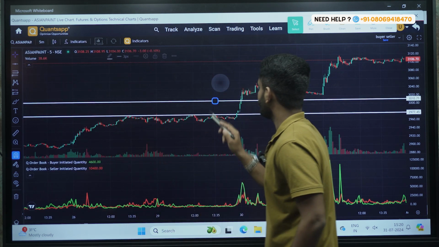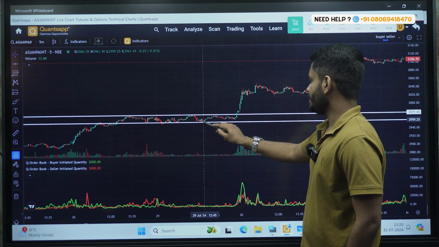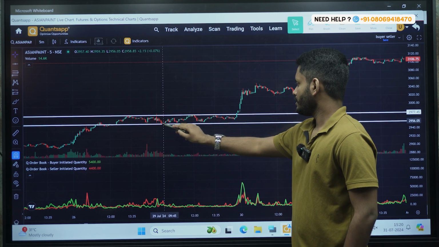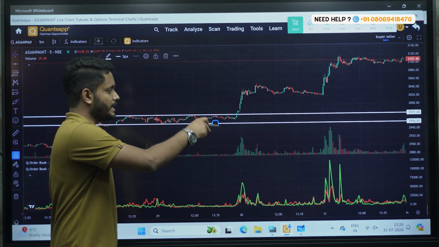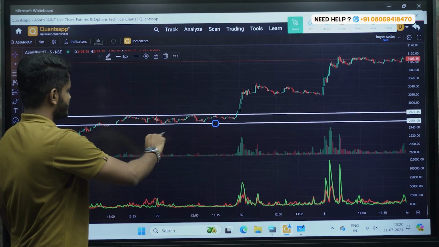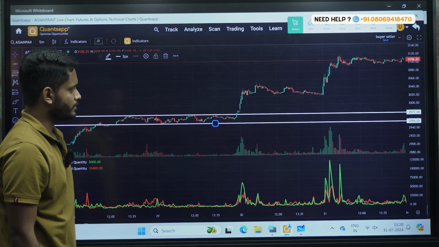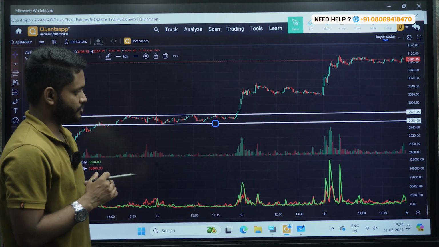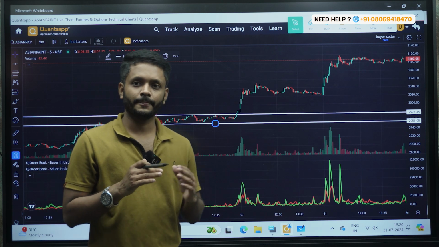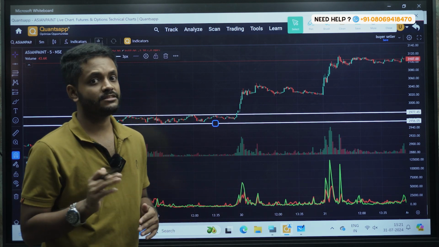Okay, so let us take one example. Now see, here I have marked these levels. The stock has tested these levels multiple times, so I would consider this as a resistance and this as a strong support. Now what you are supposed to do is, after a sideways range, wait for a range breakout or a range breakdown.